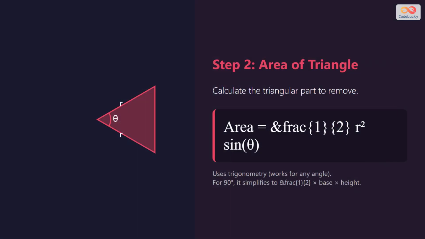Step 2 is to find the area of the triangle we need to remove. The general formula is 1/2 times radius squared times the sine of theta. This works for any angle, whether it is acute or obtuse.